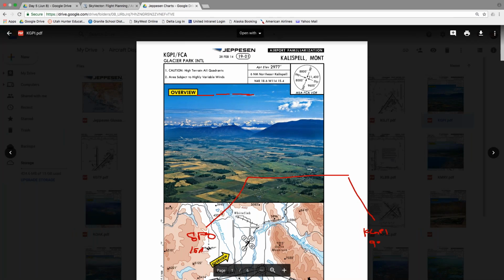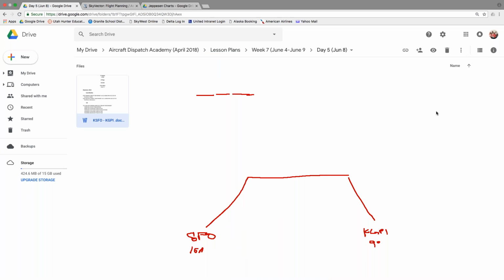Because I can't math. Yeah, I don't math. I don't think most dispatchers do math. There's a couple, but I just plug in numbers, I don't math. Exactly. Okay, so we know it's 9 degrees currently in Kalispell, and our standard lapse rate is 2 degrees per 1,000 feet, right?